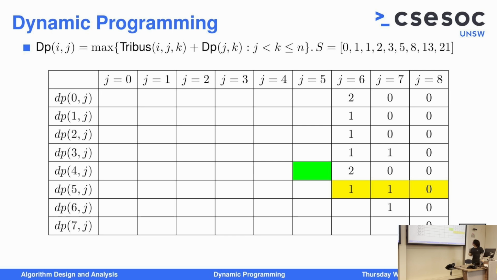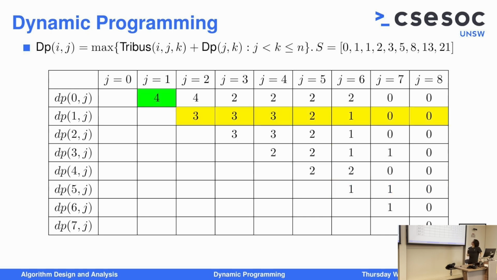This happens to be 2, this happens to be 2, and this is what the whole thing looks like. Hopefully I haven't made a mistake. It doesn't seem so because the maximum is 4.